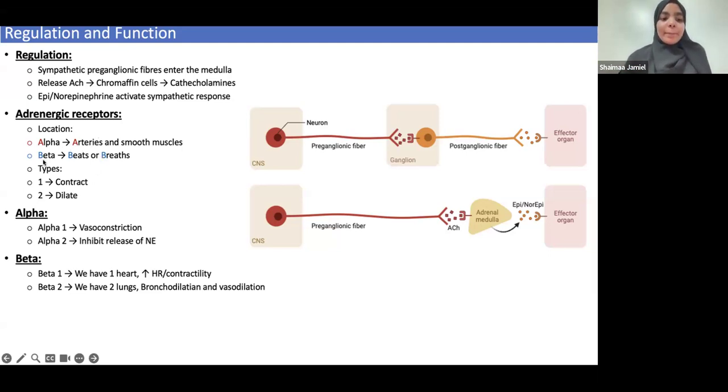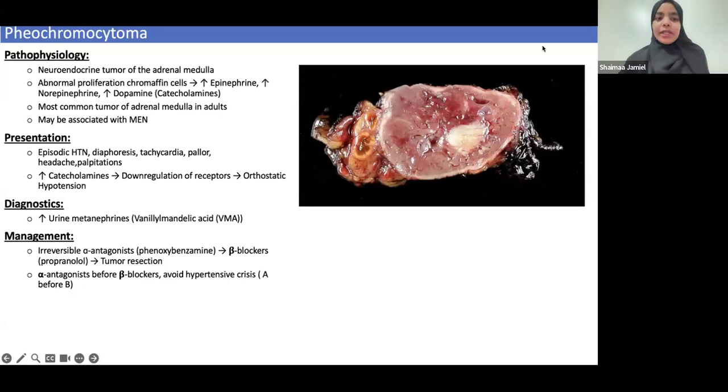Beta 1, we have only one heart, so beta 1 is present in the heart, and it's going to cause increased contractility, because it's 1. And beta 2 is present in the lungs, so it's going to cause bronchodilation because it's number 2. It also causes vasodilation in skeletal muscles, but that's fine, it's not important. Okay, so for pheochromocytoma, we said it's a neuroendocrine tumor of the medulla. It's going to cause increased epinephrine and norepinephrine.